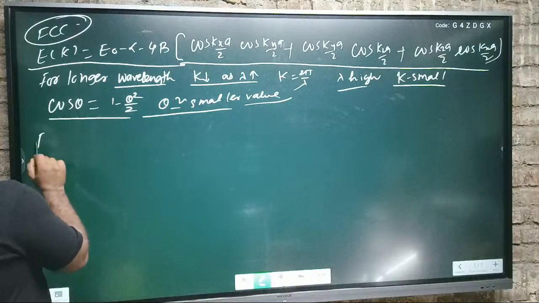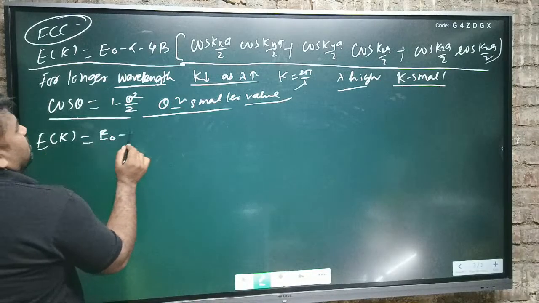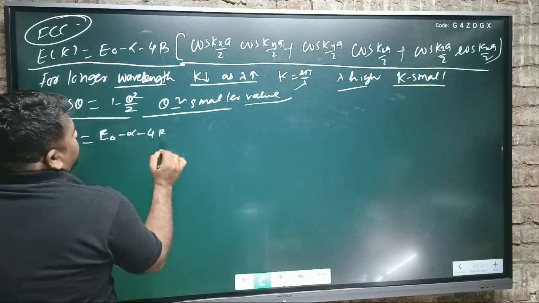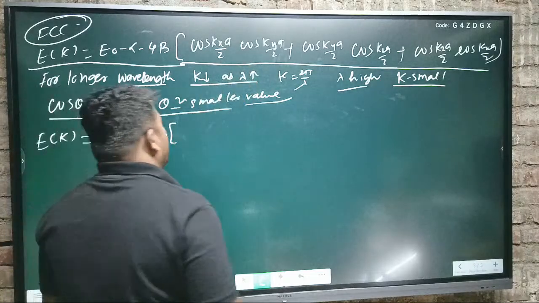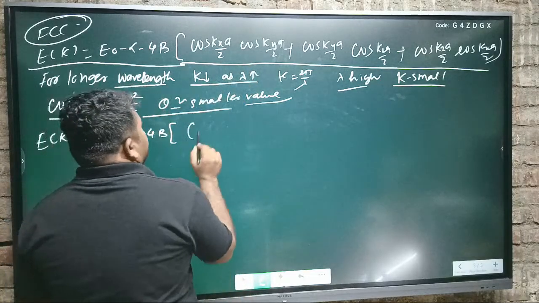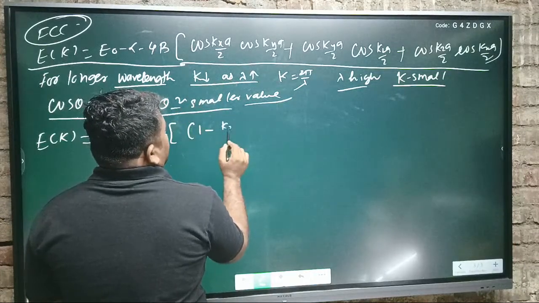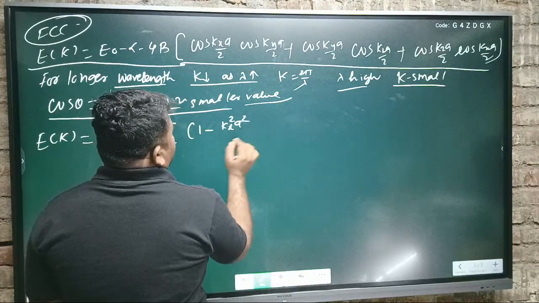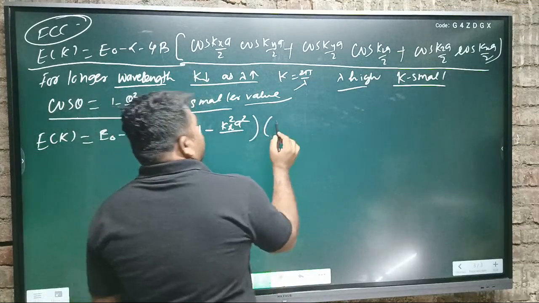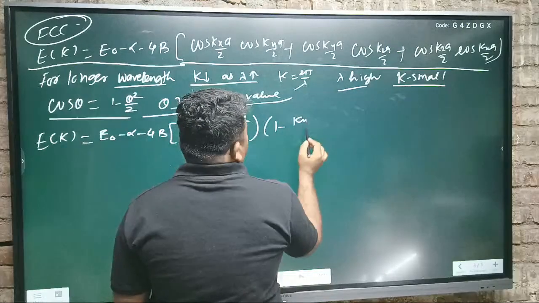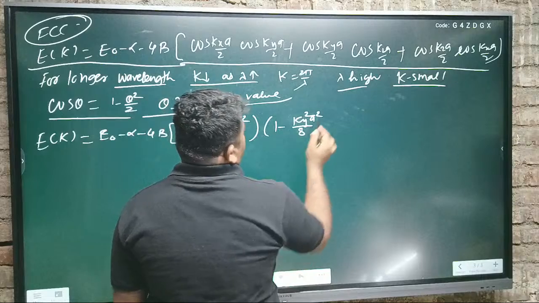Then E of k is equal to E naught minus alpha minus 4 beta into cos kx half. This can be written as 1 minus kx square a square upon 8, 1 minus ky square a square upon how much? 8. This also 8. Okay.